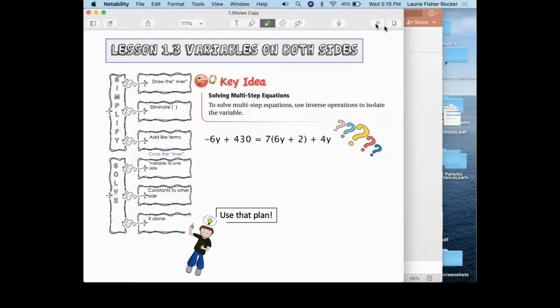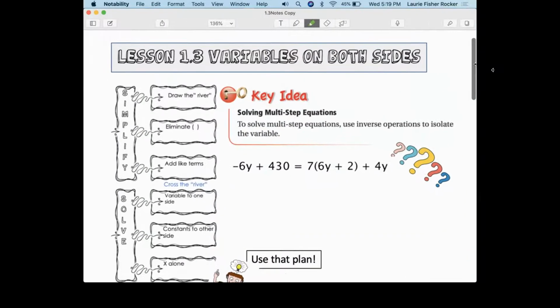I want to refresh your memory that first of all, we have all of the simplified steps. The simplified steps are steps where we are making as simple as possible the left side of each equation and the right side of each equation. That includes drawing the river, which is not even a simplify, except it's just drawing your eyes to the separate sides of the equation, eliminate parentheses using distributive property, and add like terms.